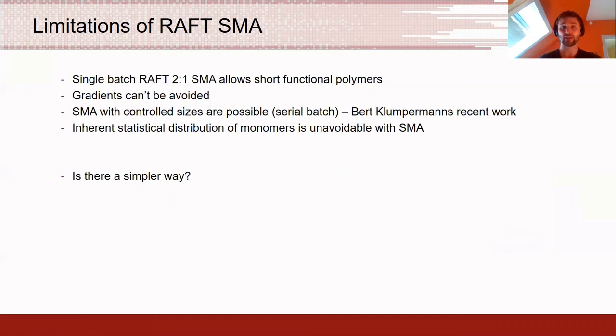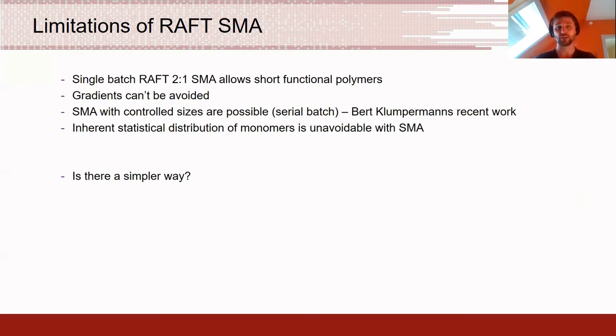Now, I've seen Bert Klumperman has been working on a serial batch copolymerization. That's a way to do it, though that is technically slightly more difficult. And regardless, there's an inherent statistical distribution of monomers, which is unavoidable with styrene maleic acid. This is simply due to the fact that you need a 2-to-1 distribution in there, but you can't actually have it perfectly be 2-to-1 along the polymer chain. It'll always be a statistical distribution.